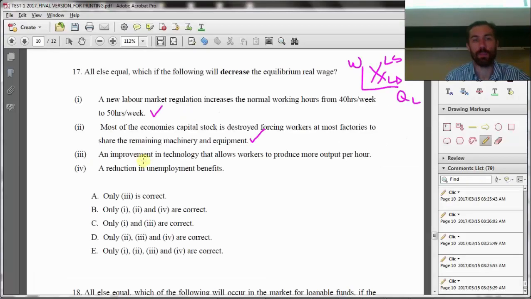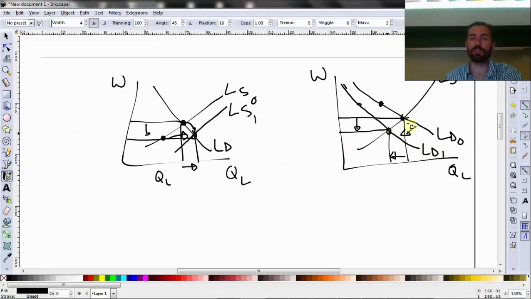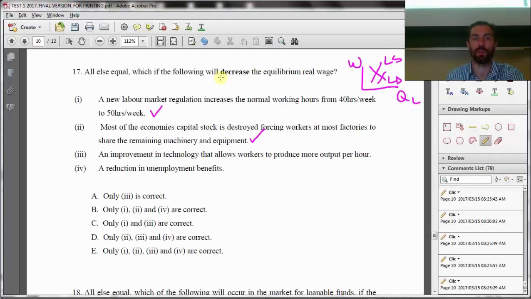Number 3, an improvement in technology that allows workers to produce more. Well, if you've got an improvement in technology, it's going to be the reverse of this discussion here. Labor demand shifts to the right. If labor demand shifts to the right, what happens to the wage rate? The wage rate increases. So therefore, it can't be option 3, because we're looking for things that decrease.